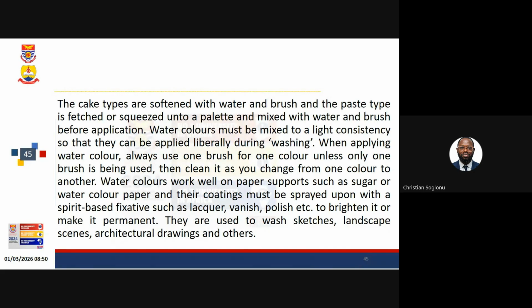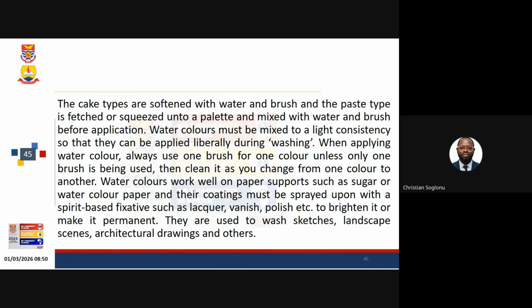So we don't want to stain our watercolor paints. So you get a new brush for every new color when you are doing your painting with watercolor. That is why it says to always use one brush for one color, unless only that brush is being used, then clean it as you change from one color to another.